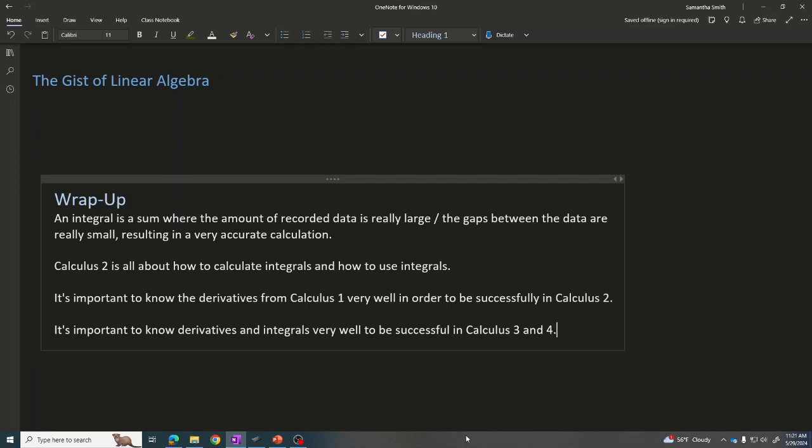Calculus 2 is all about integrals. First of all, how do you calculate an integral? And second of all, how do you use integrals in various physical applications? In order to be successful in Calculus 2, in order to be able to calculate these integrals effectively, you really want to know the derivatives from Calculus 1 very well. And in order to be successful in future math classes like Calculus 3 and 4, you're going to need to know both how to find derivatives efficiently and quickly and easily, and also you're going to need to know how to find integrals effectively, quickly, and easily.